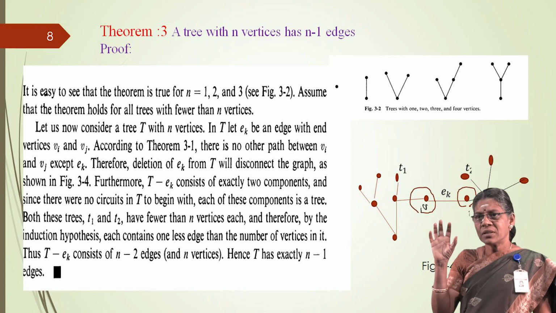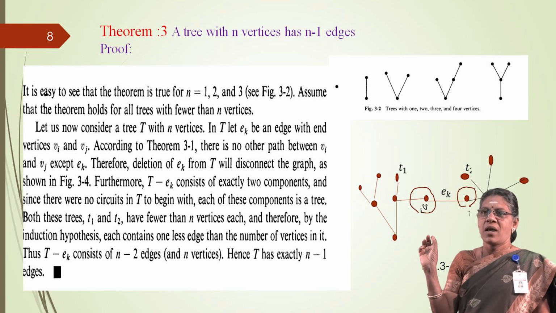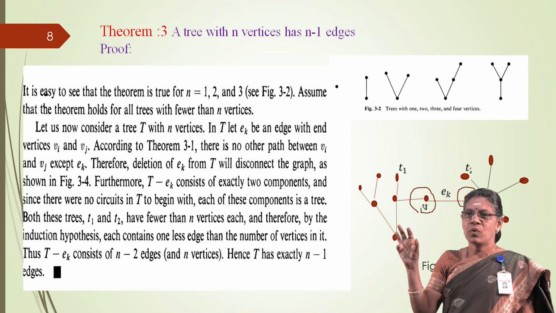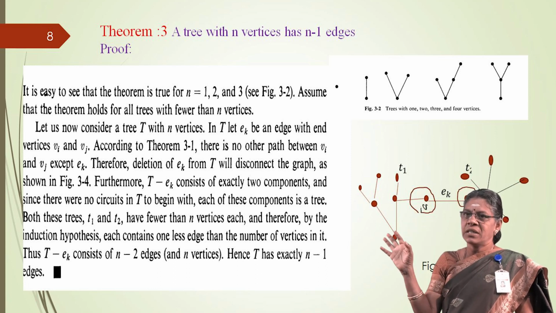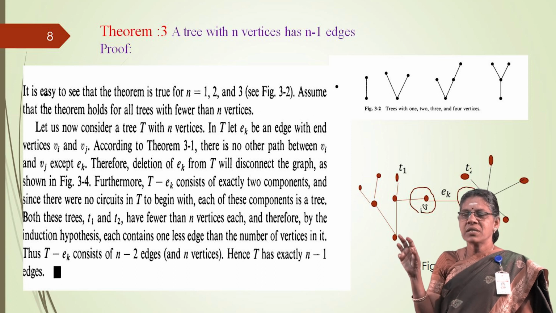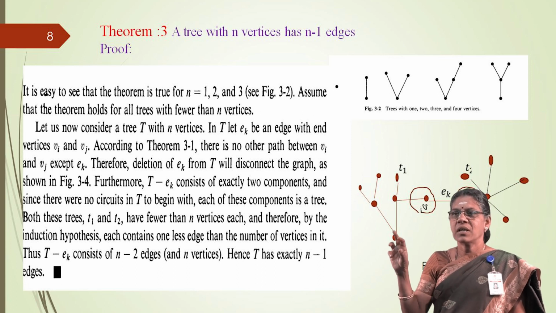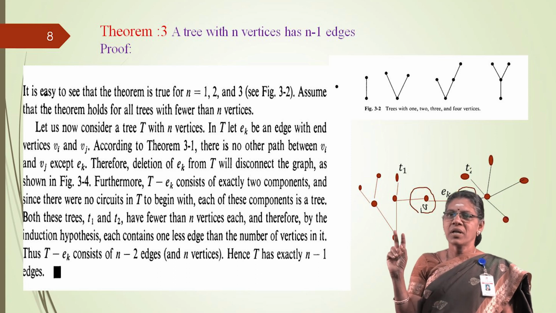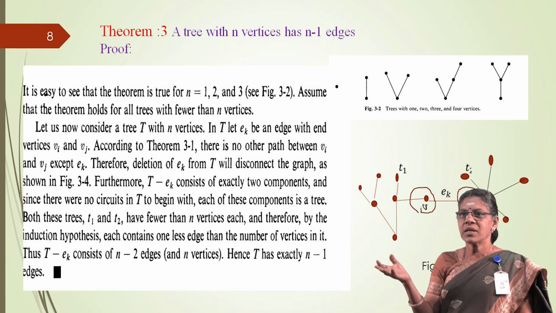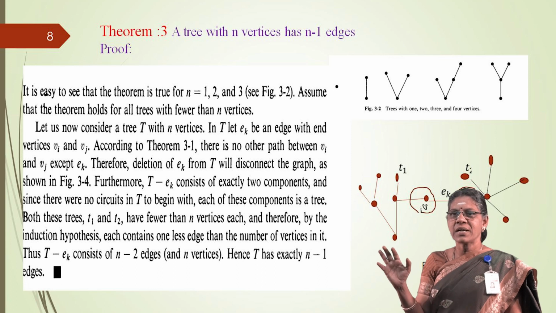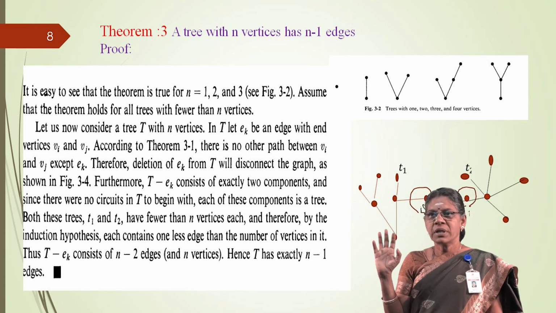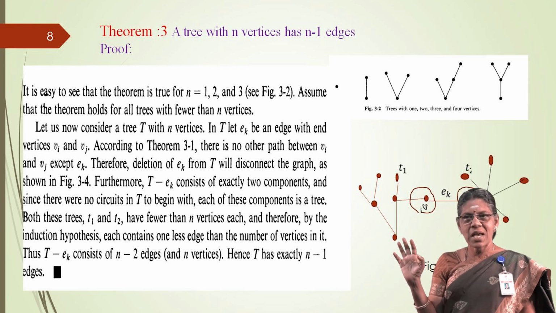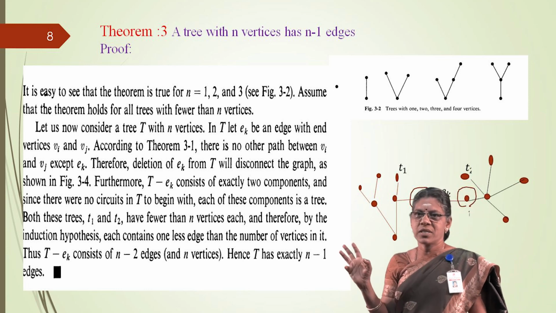Thus T minus Ek, that is, from the original tree T we delete Ek, consists of n minus 2 edges. Hence, T has exactly n minus 1 edges. So we can prove that a tree with n vertices has n minus 1 edges.